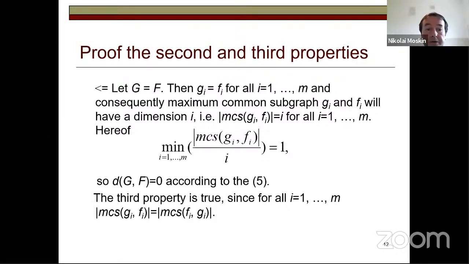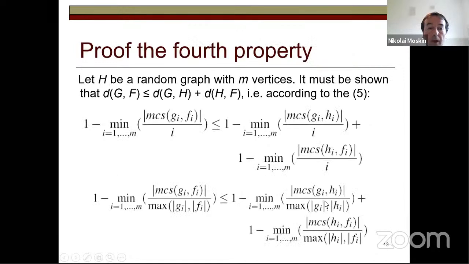And consequently, the maximum common subgraphs Gi and Fi will have a dimension i. So this equality is fulfilled. So D is equal to 0 according to formula 5 also. The third property is true since for this inequality, for all i, 1, 2, 3, and so on, m. Let's prove the fourth property.